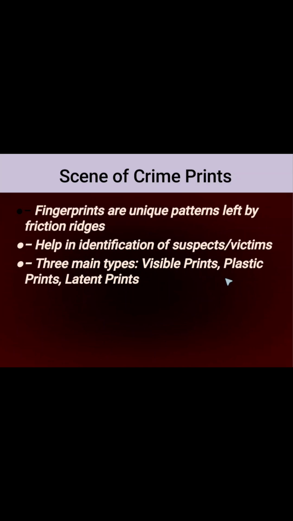As I said, if we collect the prints which are found near the scene of crime, they can help us identify which individual those fingerprints belong to, whether of the suspects or of the victims. Then there are three main types of prints: visible prints, plastic prints and latent prints. Let us know in more detail what they are and what examples come under them.